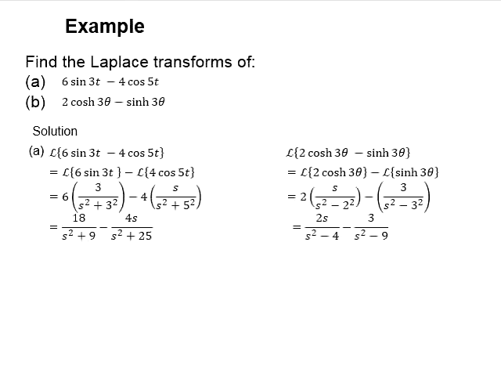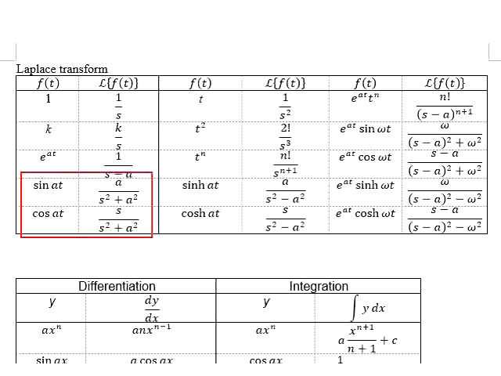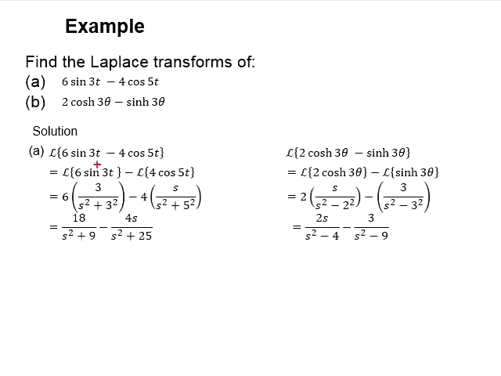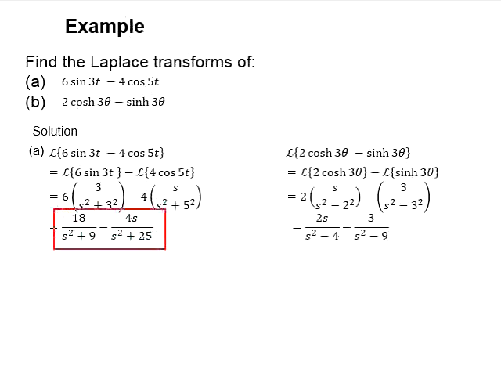Let us try this example. You are asked to do the Laplace transform of this. Based on the principle of the Laplace transform, you can do the transform in two separate terms. Constant 6 can be taken out and constant 4 can be taken out. Refer to the tables of formulas for the Laplace transform of sine and cosine. The a for the sine is 3 and the a for the cosine is 5. Substitute the relevant values into the formula. You will get your final answer.